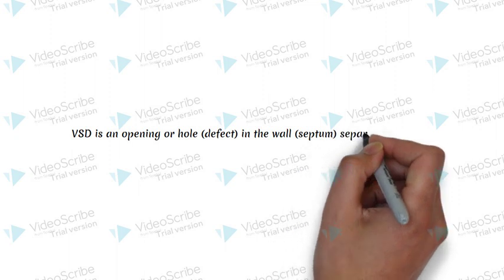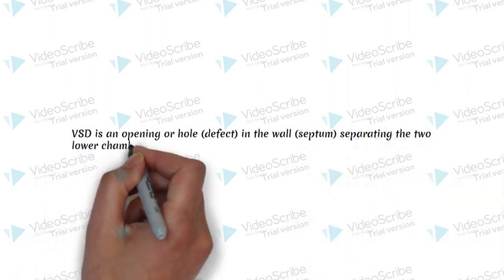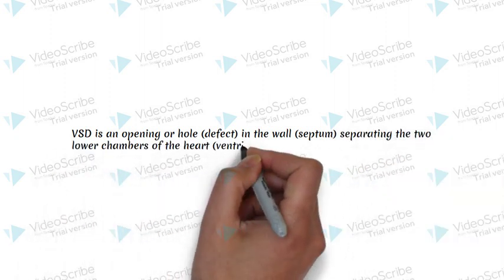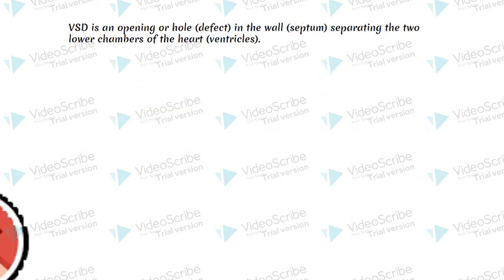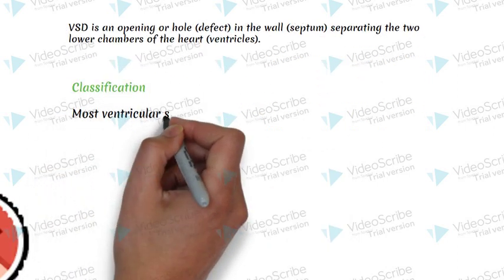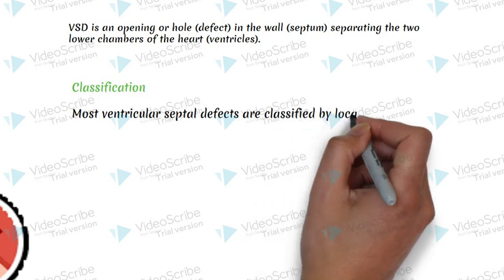There are four common types of ventricular septal defect. It is perimembranous defect, trabecular, subpulmonary and inlet defect. In the next picture you can see the localization of this defect.